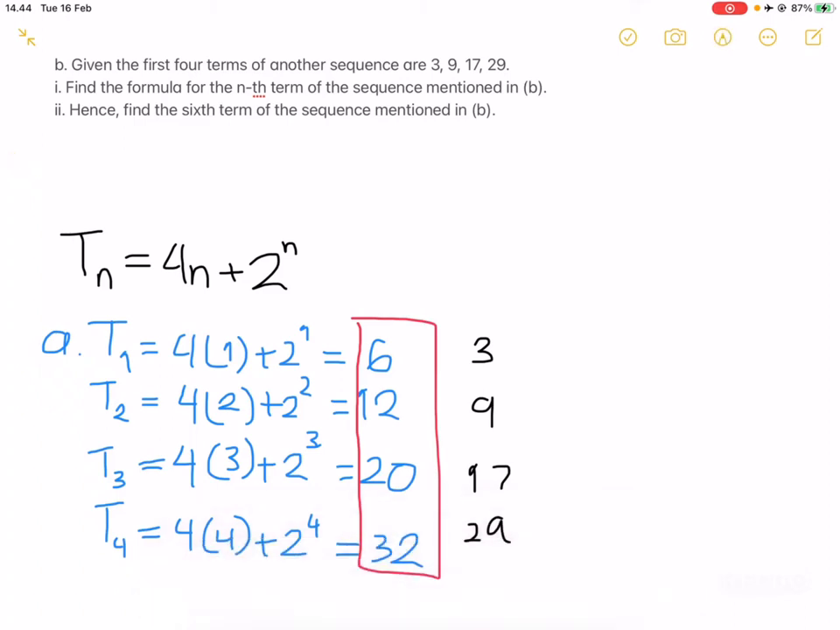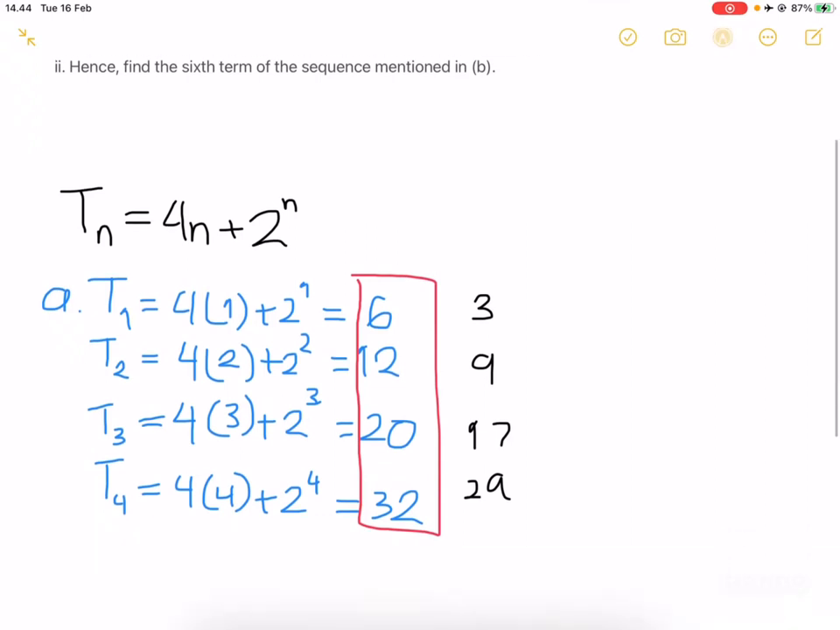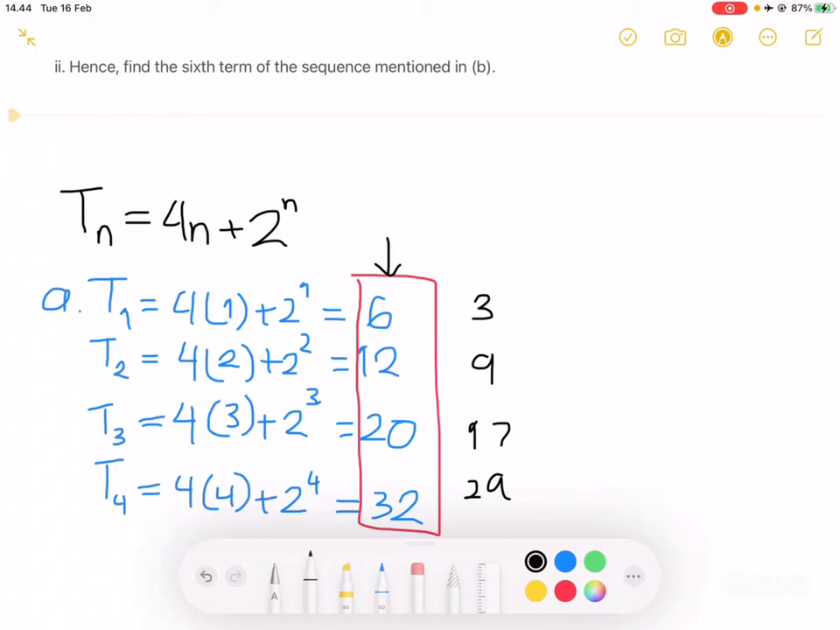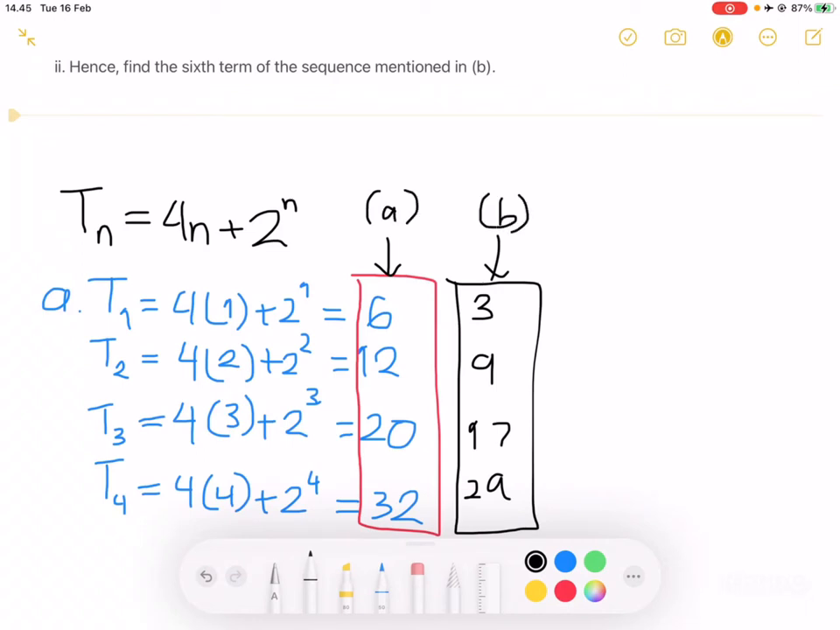Now there is a relationship between the first 4 terms of the sequence in A, and the first 4 terms in sequence B, which is this one. So I'll let you guys find a pattern or a relationship between these two sequences, or at least the first 4 terms of these two sequences. I'll give you a couple seconds for this.